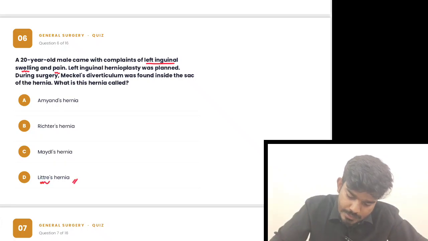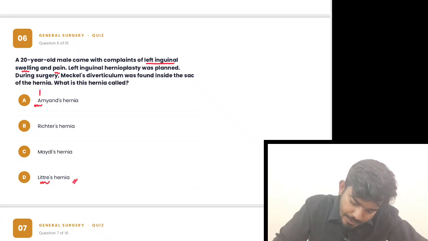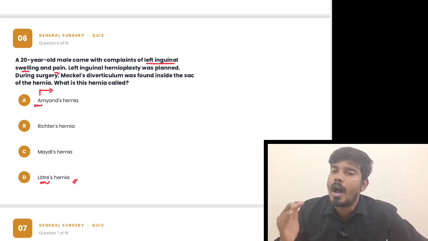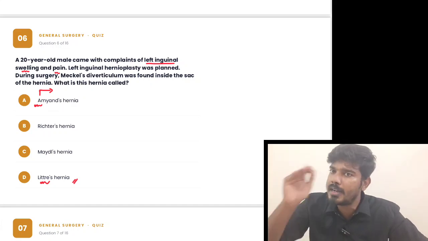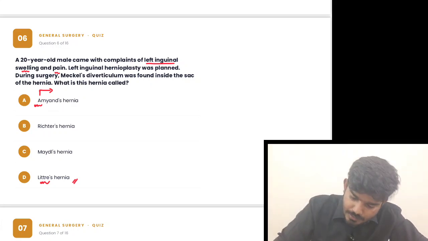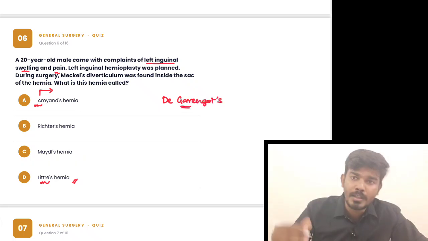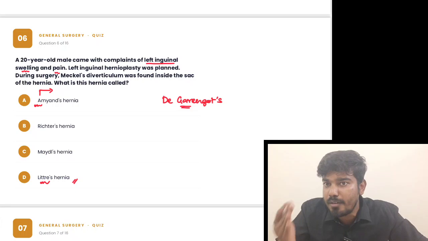So what is Amyand's hernia? Amyand's hernia: if the appendix is a content in an inguinal hernia, it is called Amyand's hernia. So the appendix, if it is a content of a femoral hernia, what is that called? It is called Garengeot's hernia. Appendix as a content of femoral hernia.